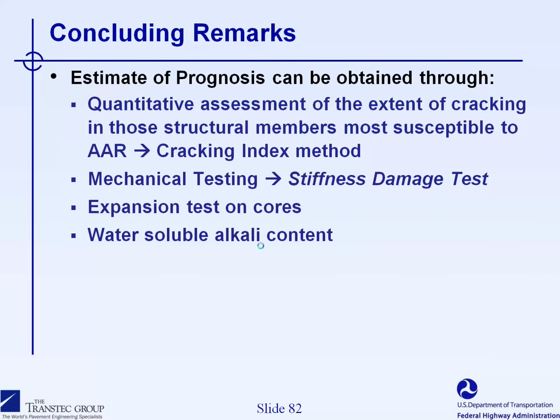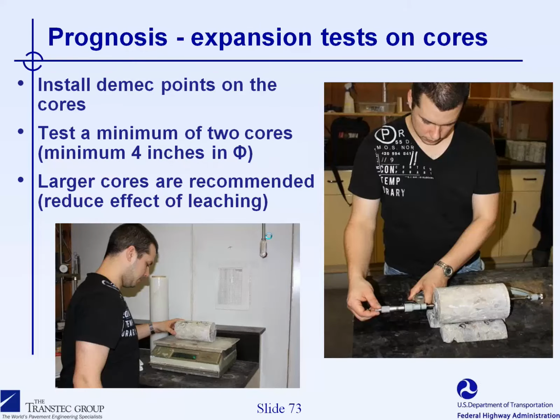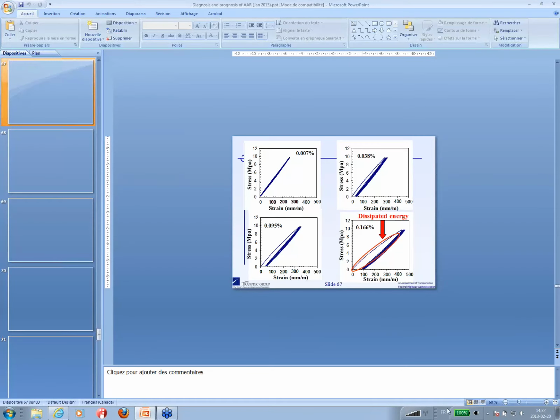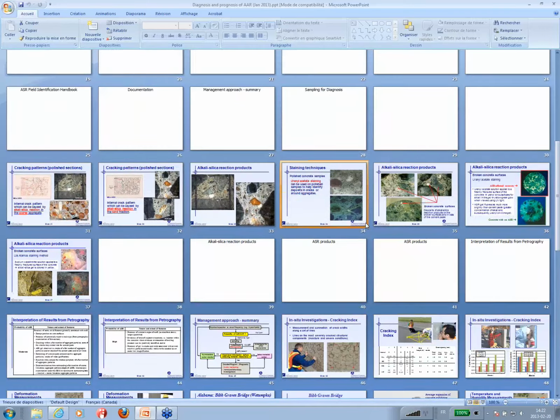Okay, very good. Next question. Regarding slide 34, the gel is present in the paste and voids, but not within the aggregate. How would you explain this? Let me go back to slide 34.